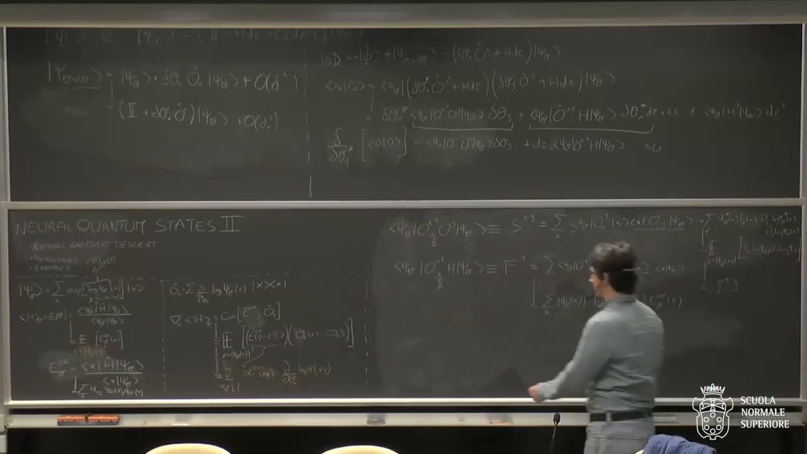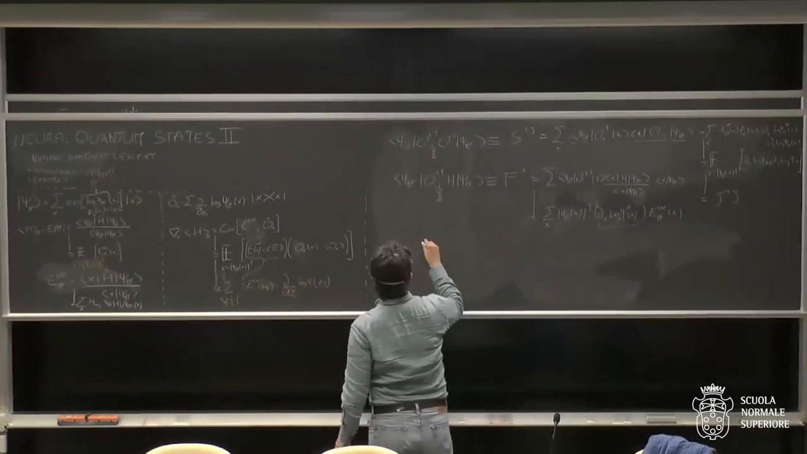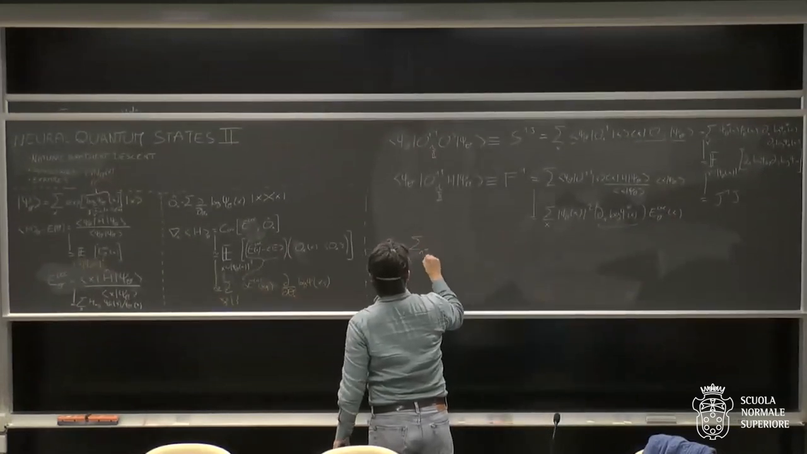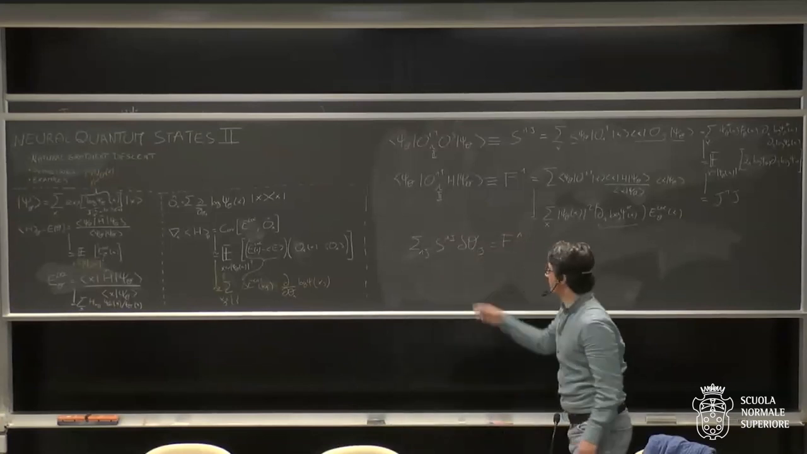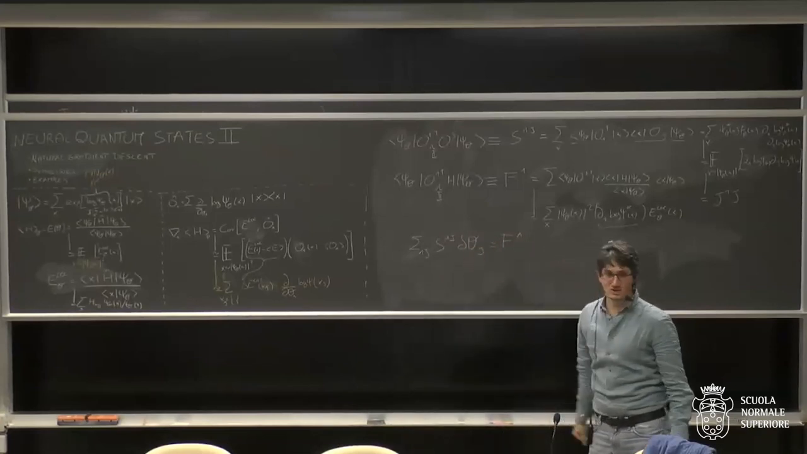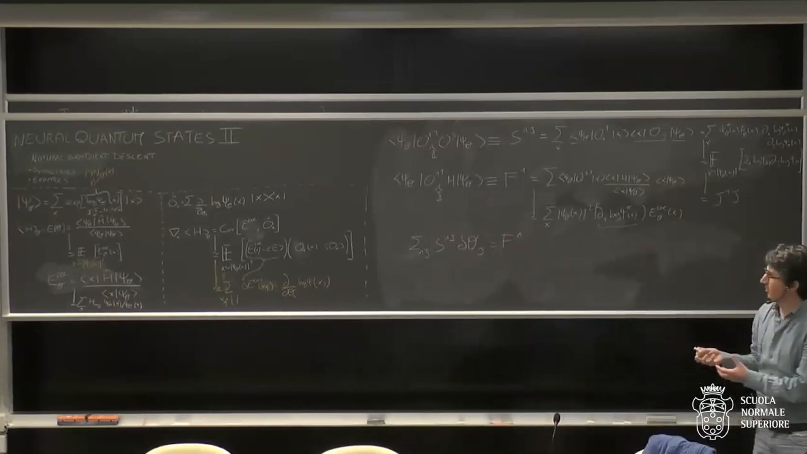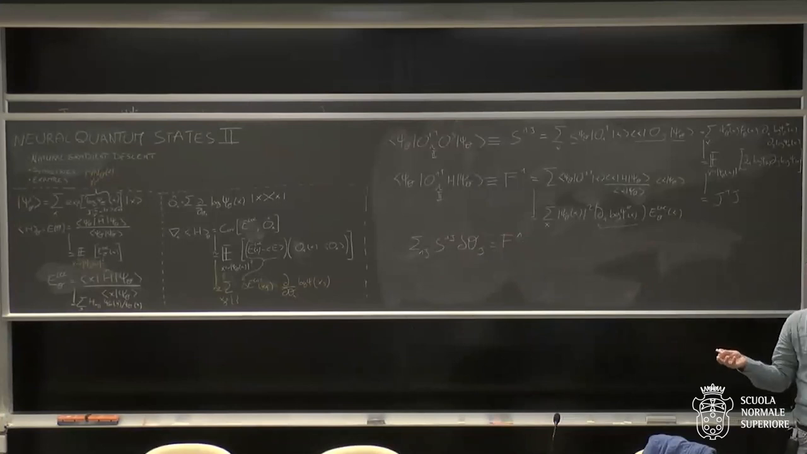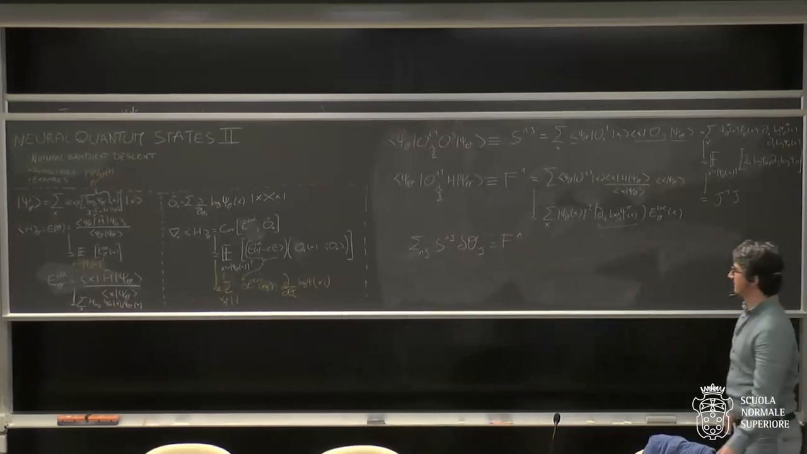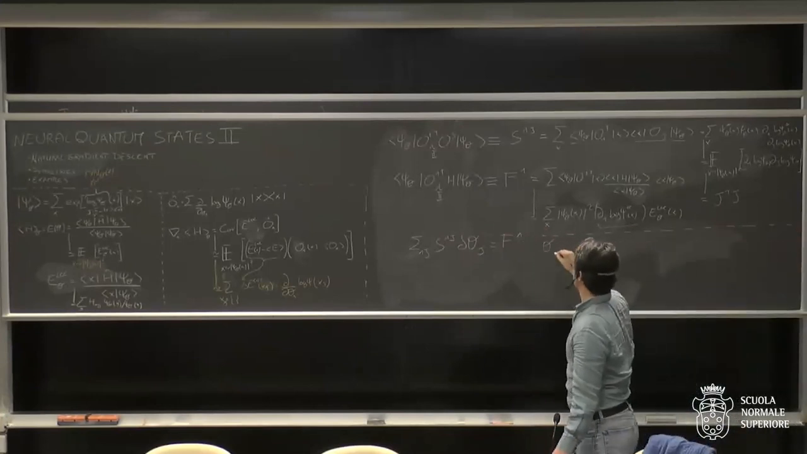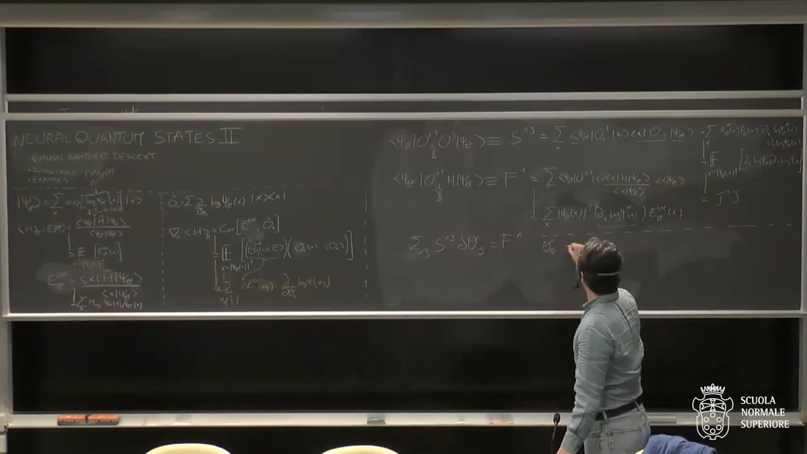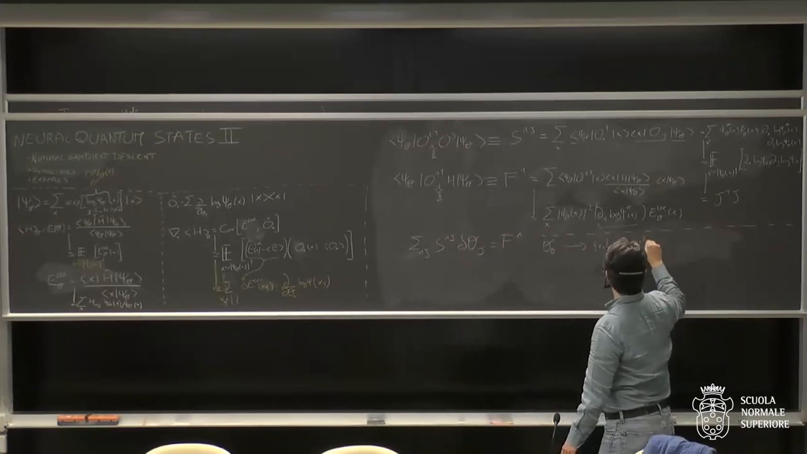So essentially what I've done is to show that if you solve this set of equations, the sum over j of S_ij delta theta_j equals F_i, and find the delta theta_j that solves it, then you've successfully projected your dynamics in the Hilbert space down to the variational space. Operatively, what it means is you start with a set of parameters theta zero. You generate a set of samples x_i from psi theta zero squared.